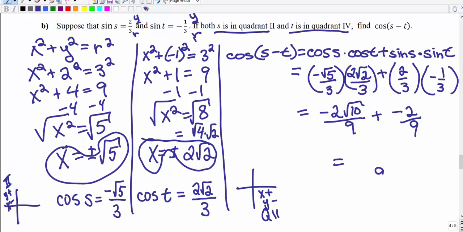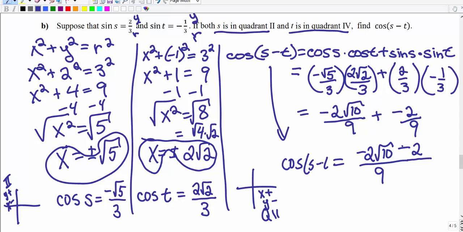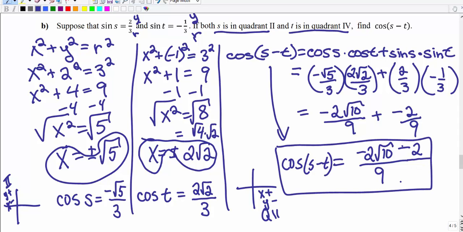And we keep the same denominator, but the numerators cannot actually be combined because they are not like terms, because of the square root of 10. So we can write this as -2 times the square root of 10 minus 2, all over 9. So we can put them all in one fraction, but we can't actually combine those two terms because they are not like terms. So the cosine of the difference of those two angles turns out to be this value here.